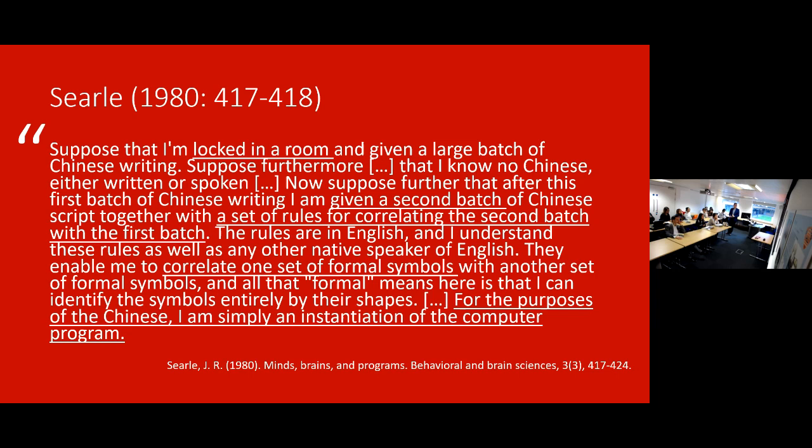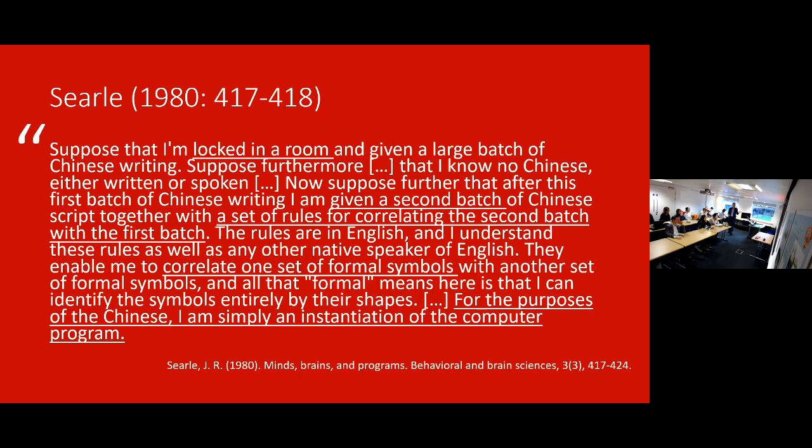Now suppose further that after this first batch of Chinese writing, I am given a second batch of Chinese script together with a set of rules for correlating the second batch with the first batch. The rules are in English and I understand these rules as well as any other native speaker of English. They enable me to correlate one set of formal symbols with another set of formal symbols. And all that formal means here is that I can identify the symbols entirely by their shapes. For the purposes of the Chinese, I am simply an instantiation of the computer program.